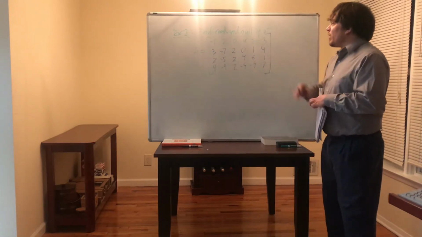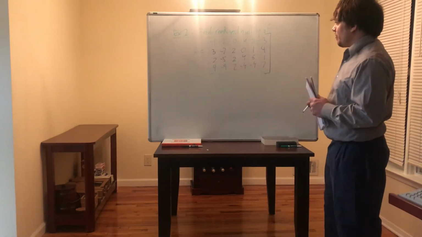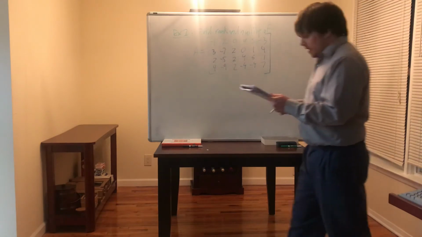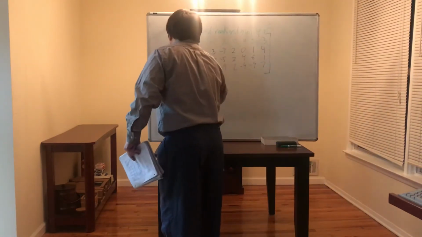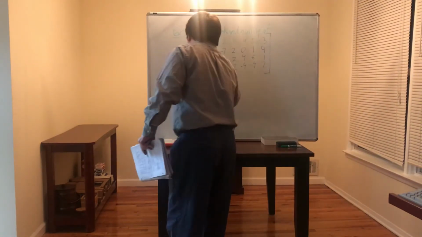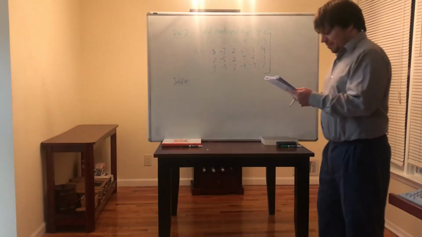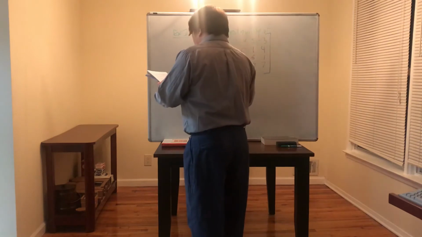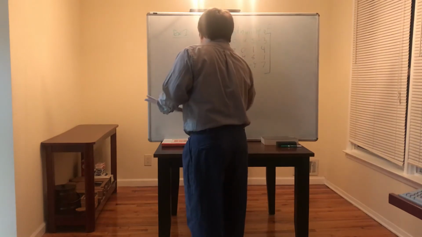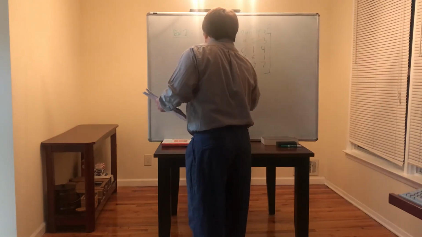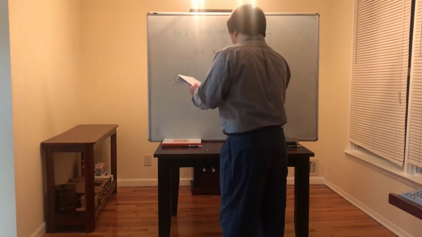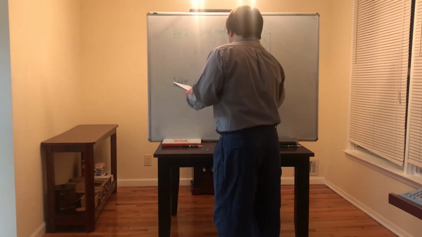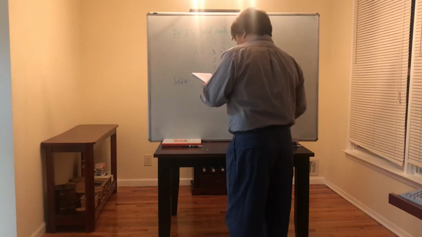Okay, so we're going to find the rank and nullity of matrix A. The reduced row echelon form of A is, so if we start with A and we get to reduced row echelon form, then we get the matrix R, and that matrix R is equal to this matrix.